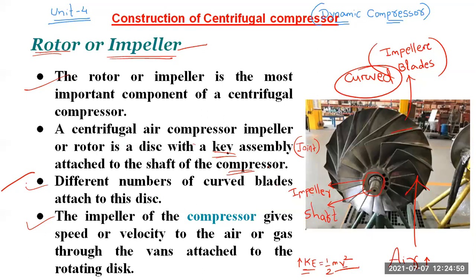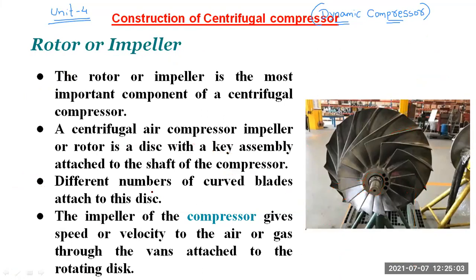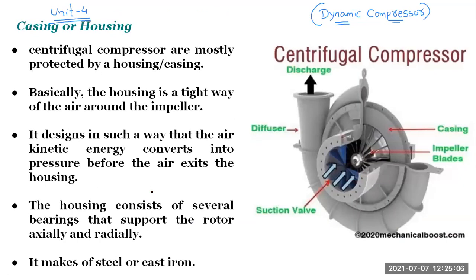So this is regarding the rotor. Now the next is the casing or housing. This part you can see here. This is the casing part. This is the casing. So what is the use of this? Centrifugal compressors are mostly protected by housing or casing.